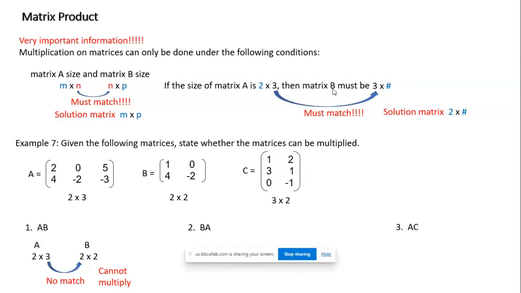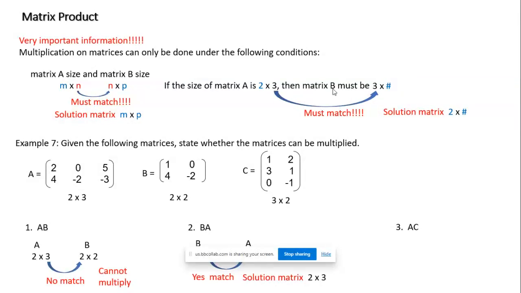Okay? How about BA? B is a 2 by 2 matrix. A is a 2 by 3 matrix, and now they match, right? The columns of the first match the rows of the second. So we can multiply it, and the solution is going to be the rows of the first with the columns of the second, which is a 2 by 3 matrix. That's our answer.